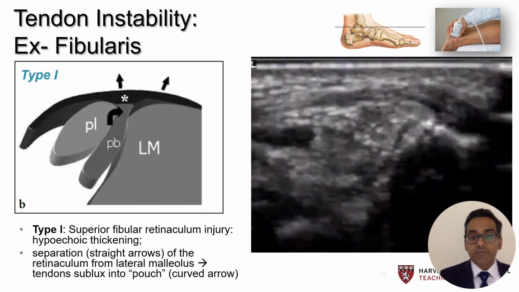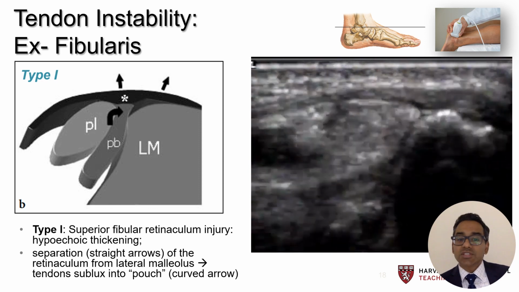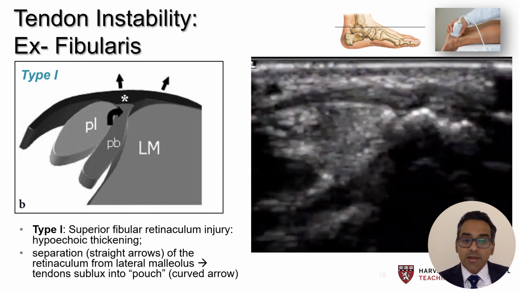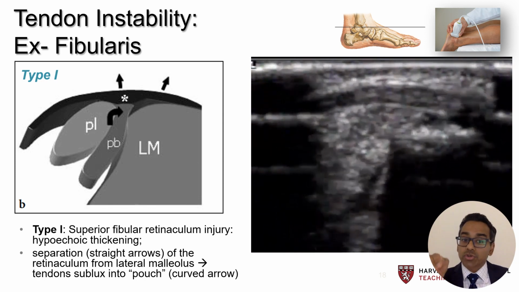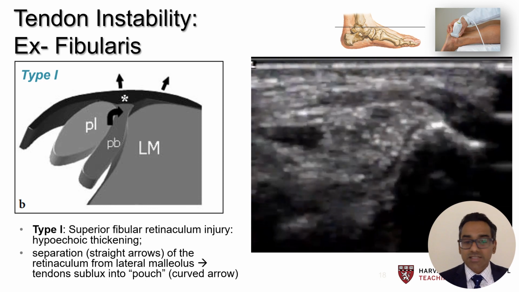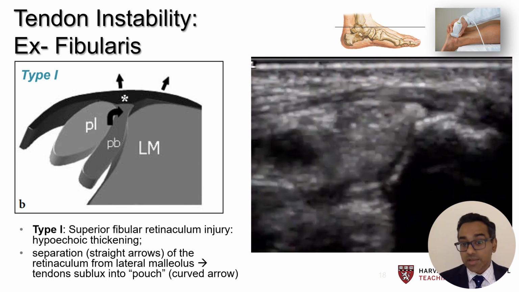I'm just going to play a video here. As these peroneal tendons move, you can see them subluxating into a pouch created by an injury to that retinaculum. So this is a classic grade 1 injury, or type 1 injury, excuse me.